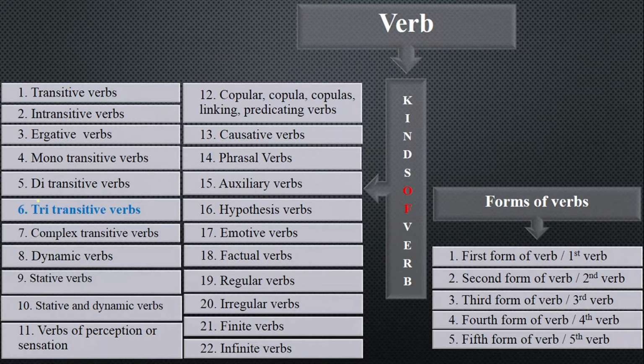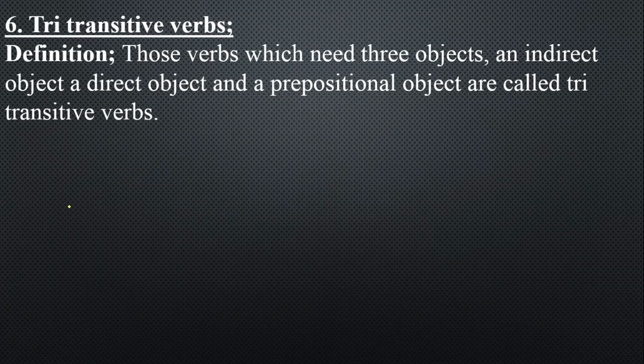Today we are going to discuss the sixth kind of verb, that is known as tri-transitive verbs. Tri means three, transitive means which can be changed into passive voice, and verb is a word which shows an action. So let's discuss the definition of tri-transitive verbs.